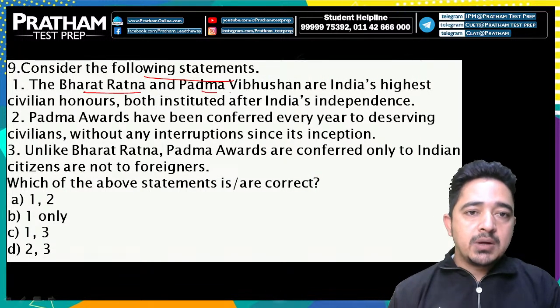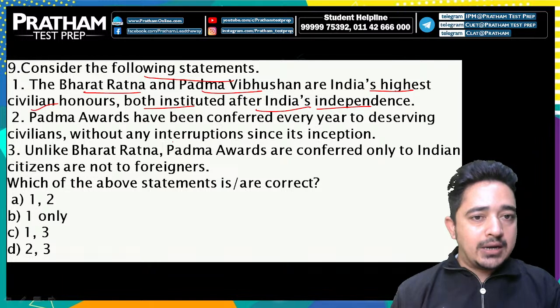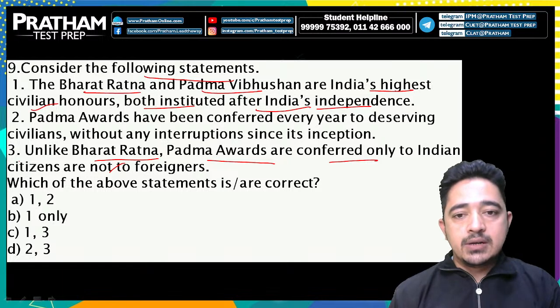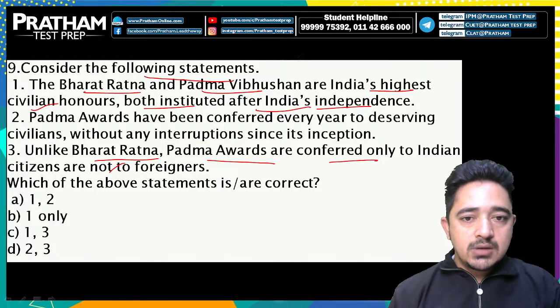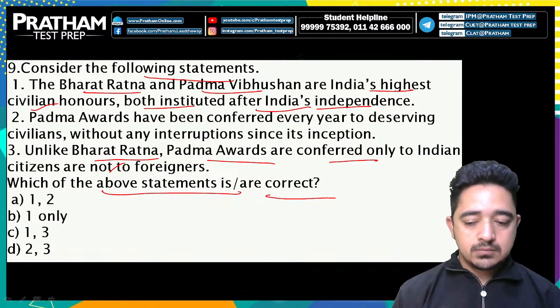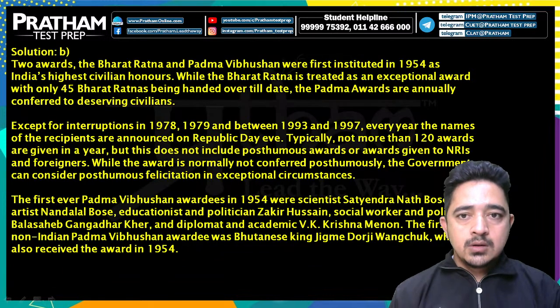Moving to the next one, consider the following statements. The Bharat Ratna and Padma Vibhushan are India's highest civilian honors, both instituted after India's independence. Padma Awards have been conferred every year to deserving civilians without any interruption since inception. Unlike Bharat Ratna, Padma Awards are conferred only on Indian citizens and not on foreigners. Which of the above statements is correct? So option B was correct.